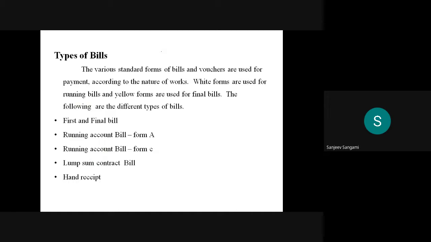Then different types of bills. The various standard forms of bills and vouchers are used for payment according to the nature of the work. White forms are used for running bills, and yellow forms are used for final bills. Very important, you have to keep this in mind. I'll tell you what exactly a running bill is.